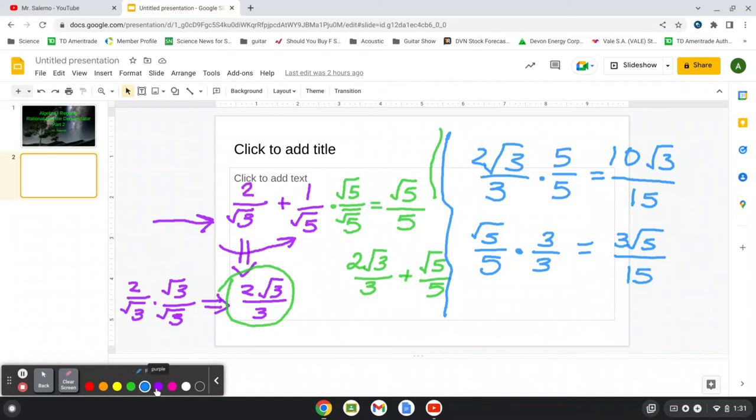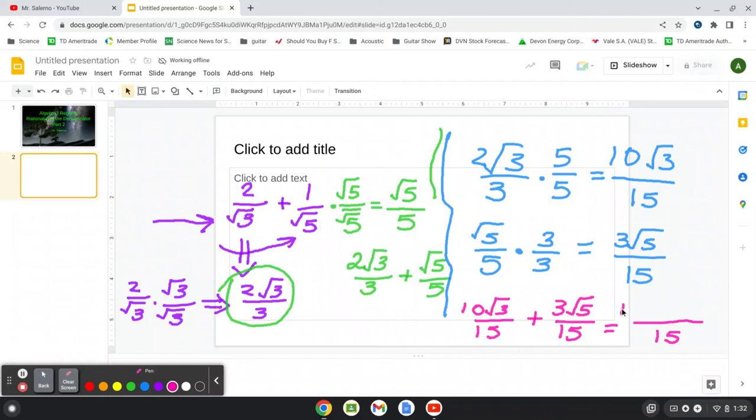Rewind if you need to, and let's go to this lighter color. What is this, magenta? So now we have 10 square root of 3 over 15, and we want to add it now, because that's what we wanted to do in the beginning. And we have our common denominator, so we know our final answer is going to be 15 in the denominator. And this will just be exactly what you see, 10 square root of 3 plus 3 square root of 5. That's all there is to that. So rewind if you need to on that.